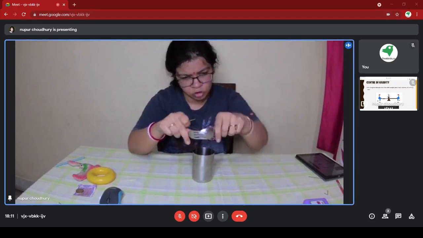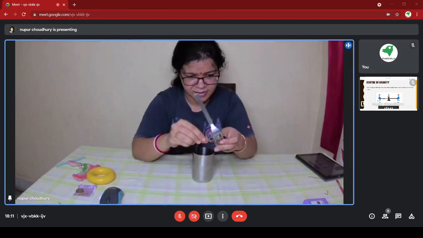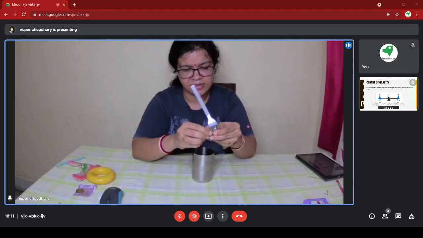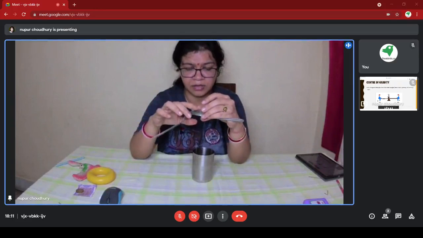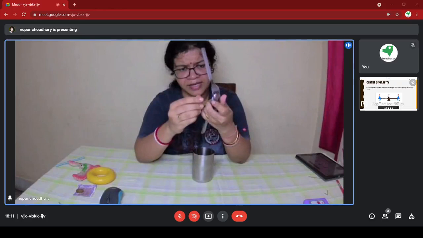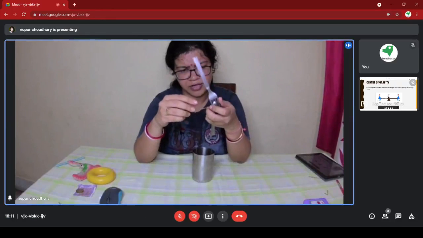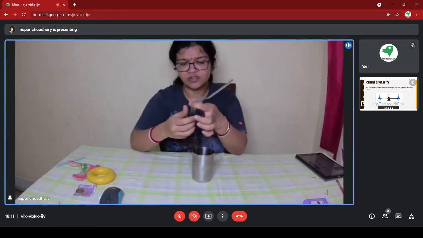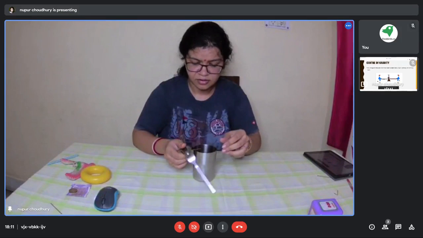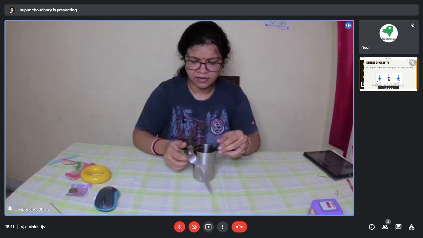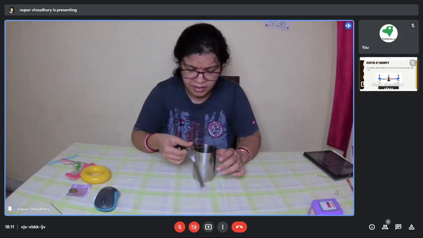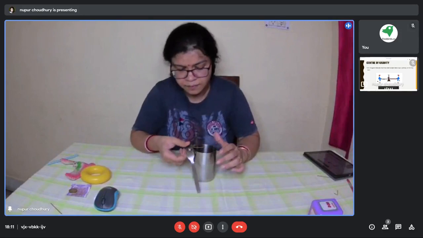This is getting loose. It also might take a few attempts because sometimes it does not work. Okay, so now I have attached a toothpick to my already existing setup. And now I'll try to balance this on this particular glass. If I am able to make this float in the air, that means my experiment is successful.